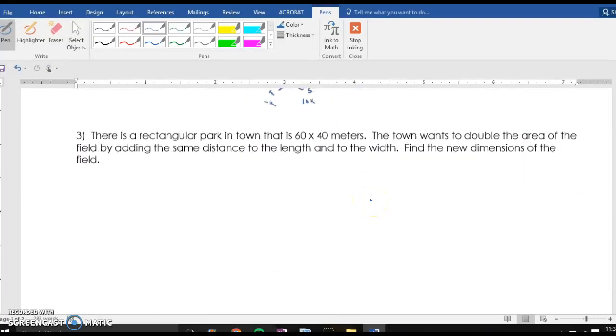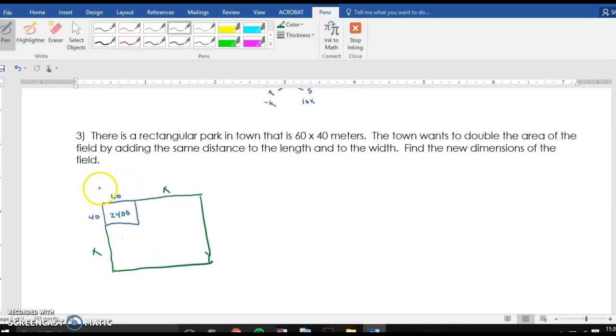So the third one, there's a rectangular park in town that's 60 by 40. So you have 60 by 40. And right away, you know the area of that is going to be 2,400, right? 60 times 40. I want to double the area, right? By extending the same distance on each side. So I extend this x units, x units. So now, what is the new length here? 60 plus x, or x plus 60? Here we'll say x plus 40.